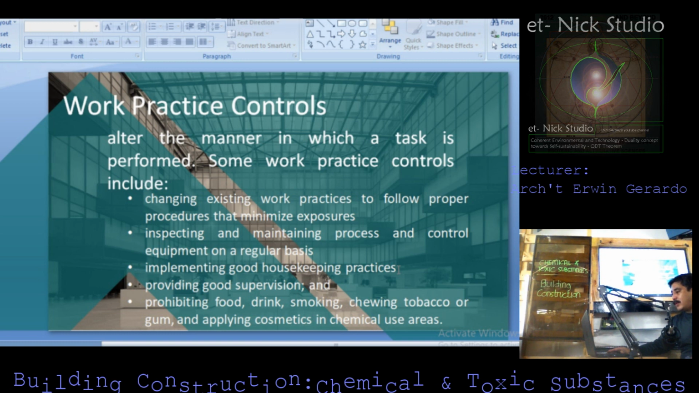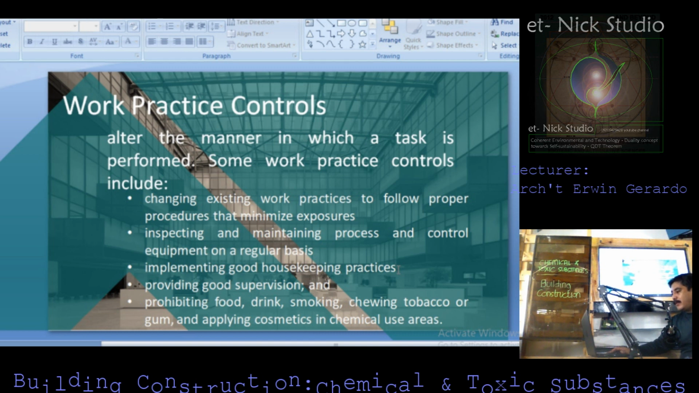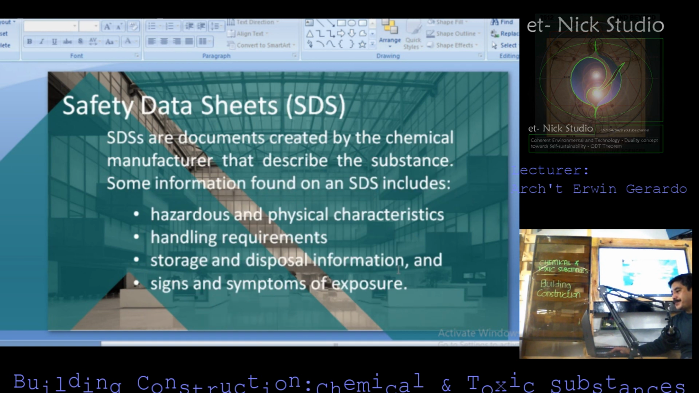Inspecting and maintaining process and control equipment on a regular basis. Implementing good housekeeping practices. Providing good supervision. And prohibiting food, drink, smoking, chewing tobacco or gum, and applying cosmetics in chemical use areas.